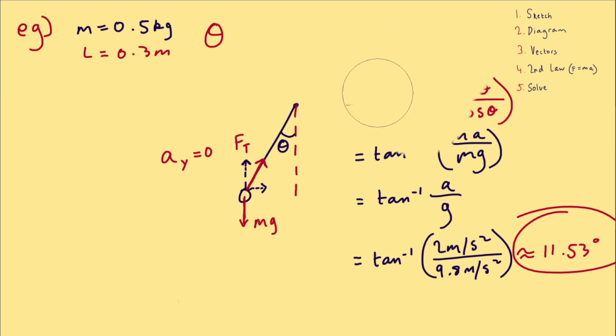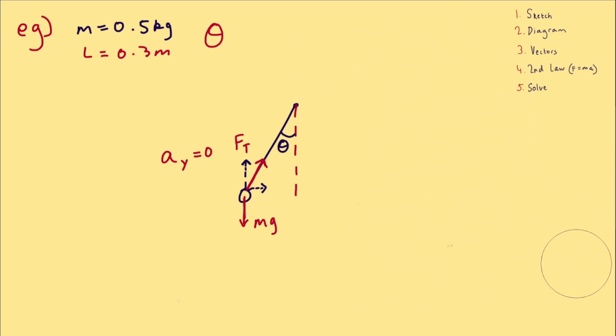Now let me ask you a bit more of a conceptual question. Let's say your drone is done accelerating and it starts to travel at a constant speed. What happens to the camera? The camera will actually just hang straight down because there's no horizontal forces acting on it.